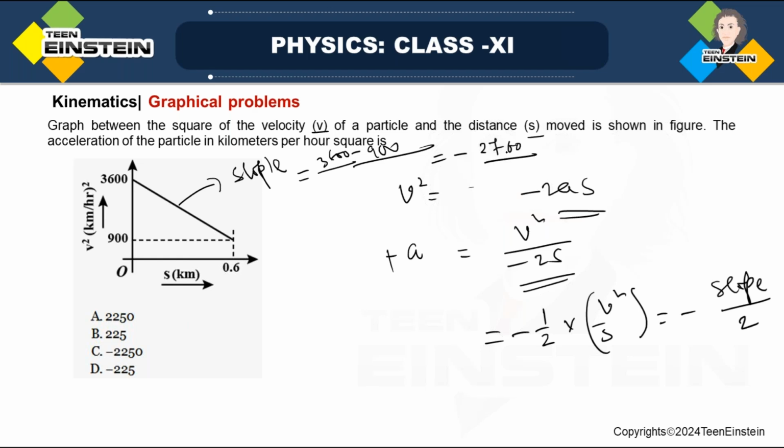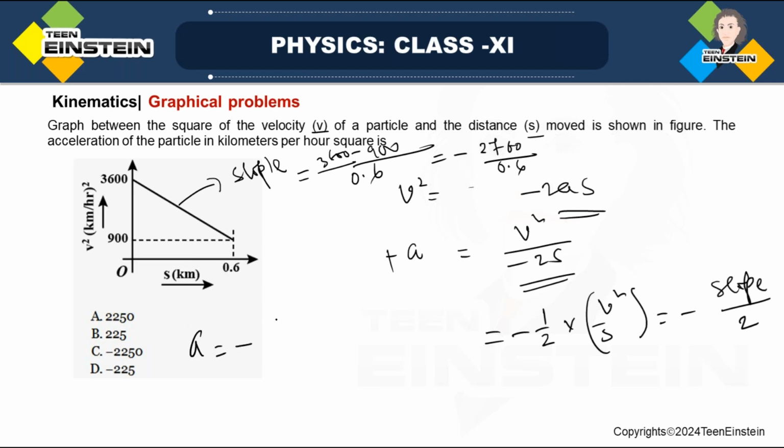Okay, so this is the one, the slope. I'm not writing the unit, so unit will be appropriate. Sorry, this slope here will be minus 6, 0.6 here, so 0.6 over here. Now see, what is the acceleration?